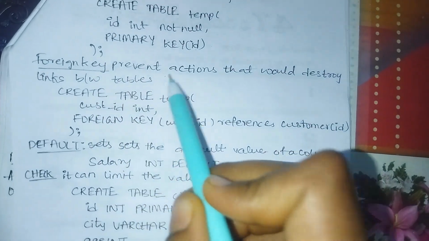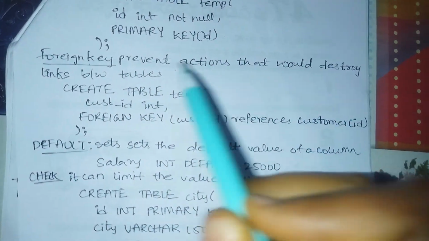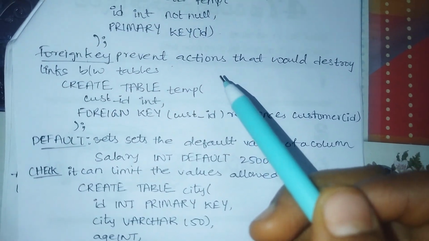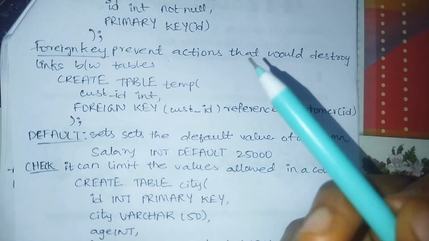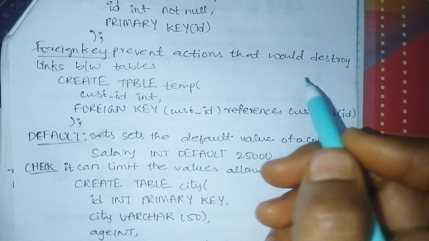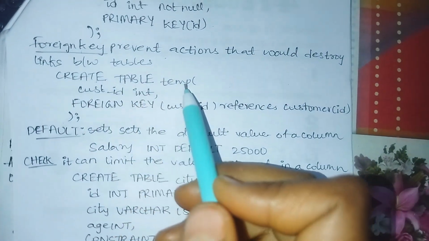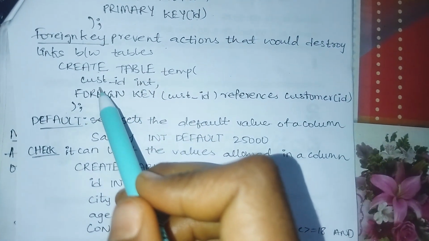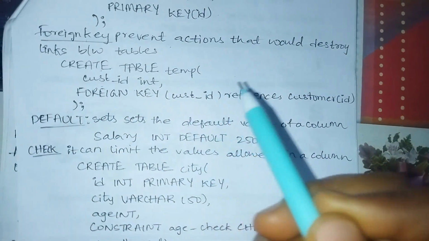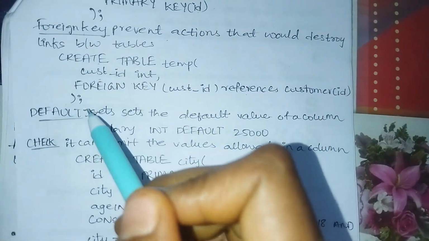Foreign key prevents actions that would destroy links between tables. It can destroy the links between two different tables, and we can merge those tables. Create a table temp. Customer ID integer, foreign key customer ID references customer ID. Closing.